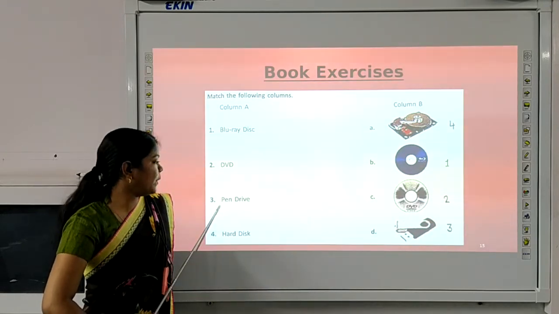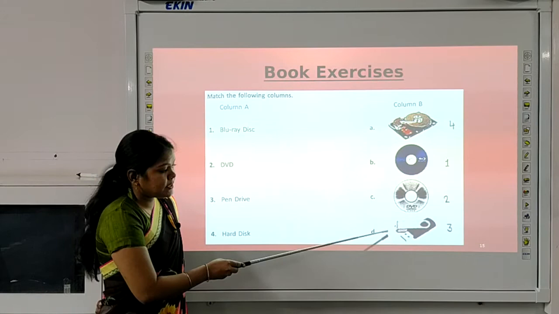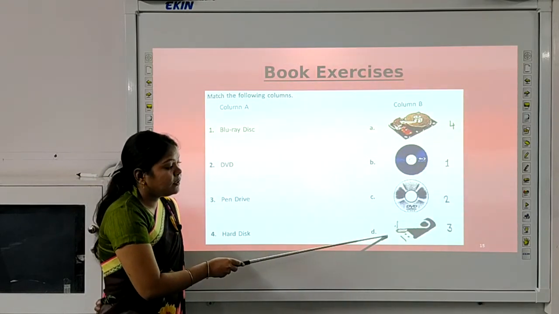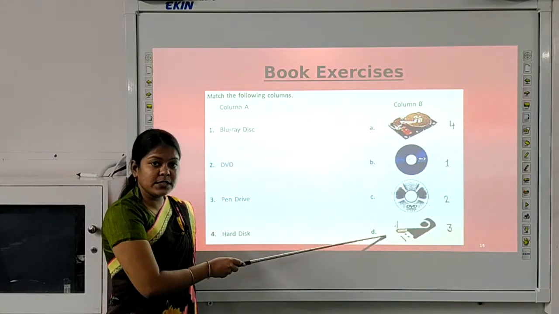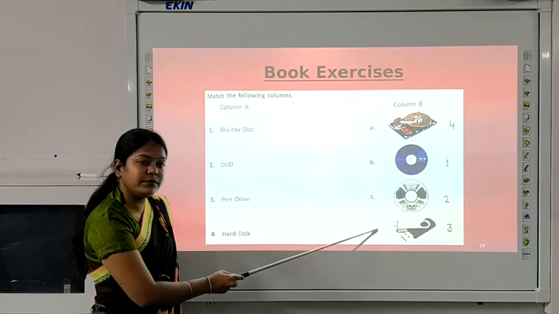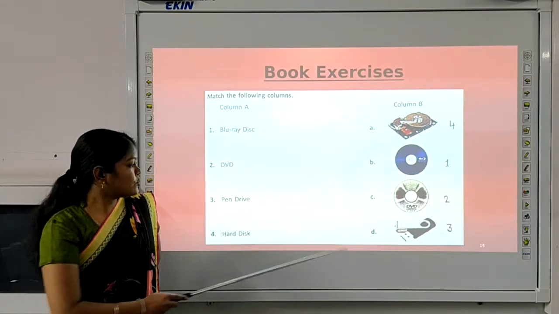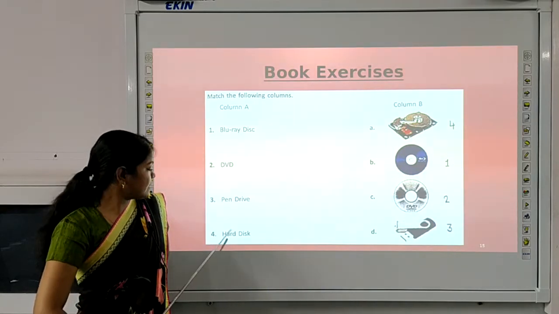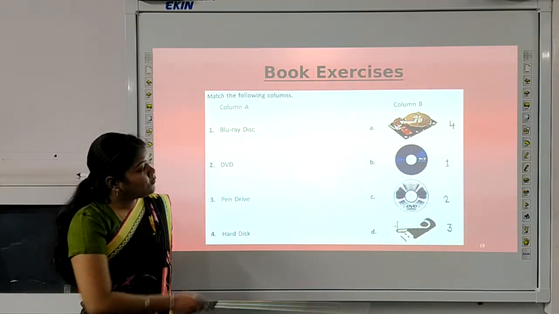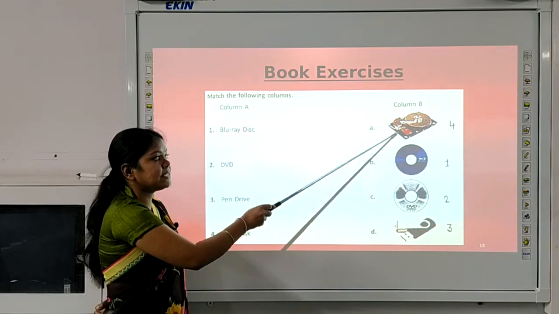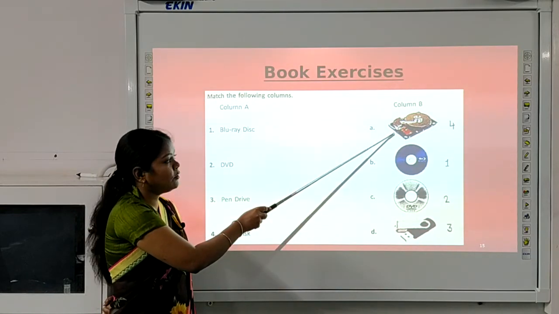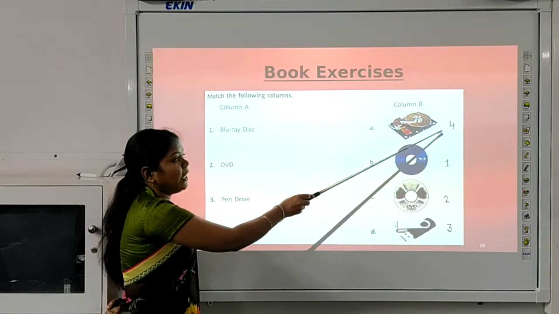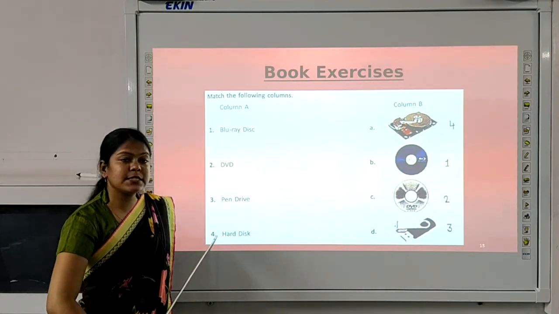Next, we have pen drive. Students, we can see this last image is the image of a pen drive. So you can write 3, which is the number of the pen drive. Next, students, we have hard drive. From these images, we can see this first image is of a hard drive. So you have to write 4, which is the number of this hard disk.